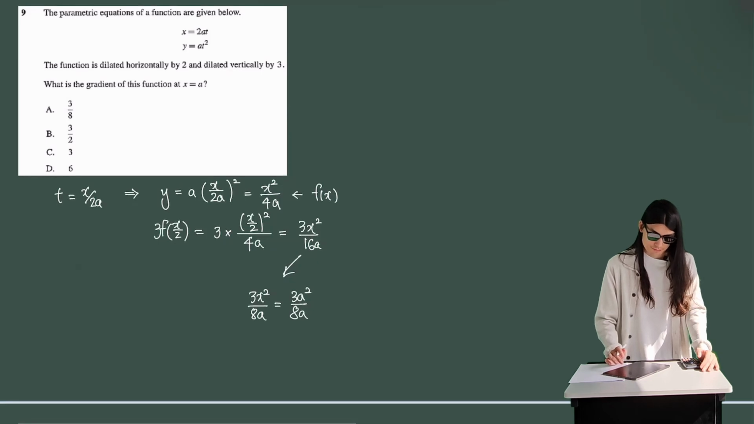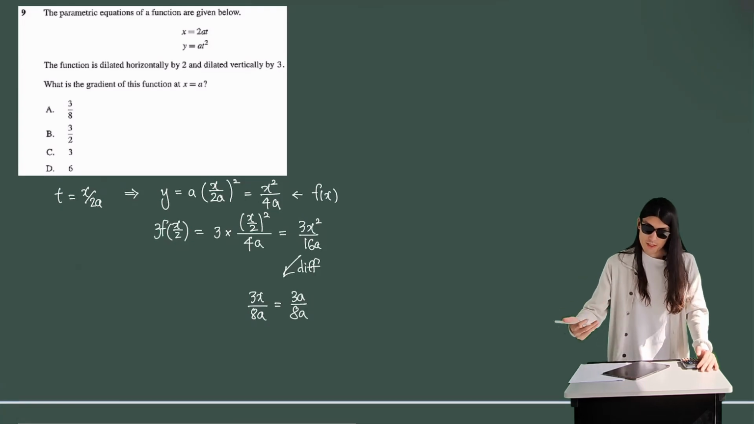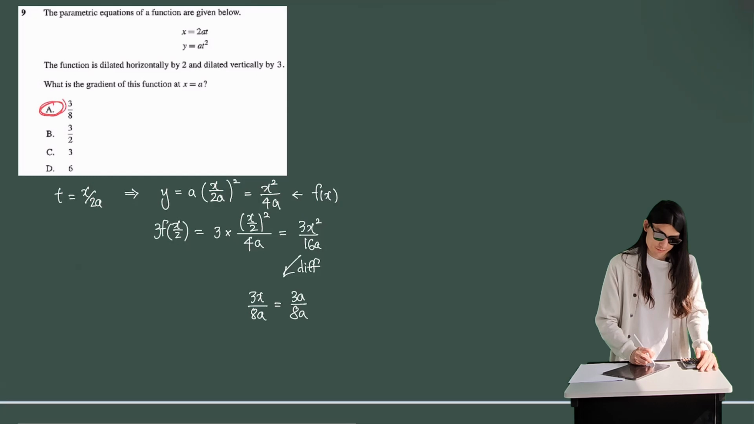Something's gone wrong. Oh yeah, sorry. When you differentiate, my bad. When you differentiate, the power, of course, goes down by 1. So 3a over 8a at x equals to a, which is equal to 3 over 8, isn't it?